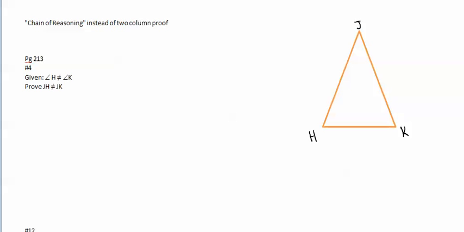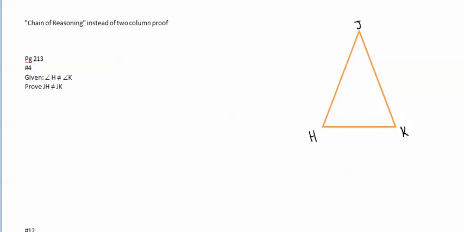We're given angle H is not congruent to angle K, and we are trying to prove that segment JH is not congruent to segment JK. Now, this is quite different than what we've seen in the last couple of chapters because this is a negation and not just a simple congruency. Proving negations of things or not congruencies of things is a lot harder than trying to just prove the congruency of things. So let's think about this for a little bit.